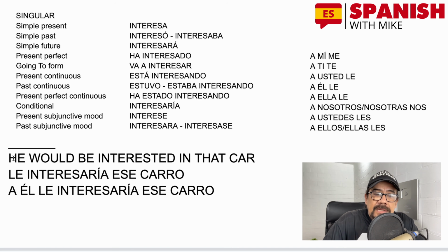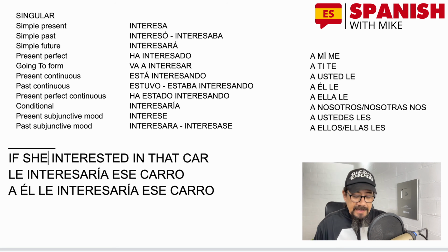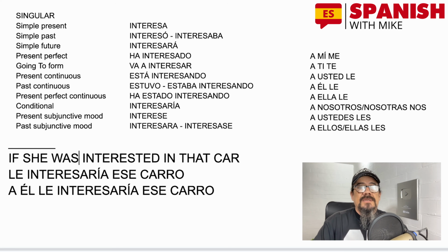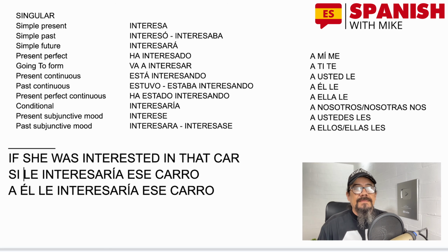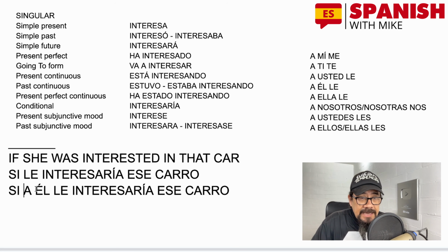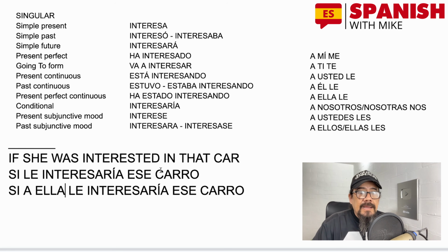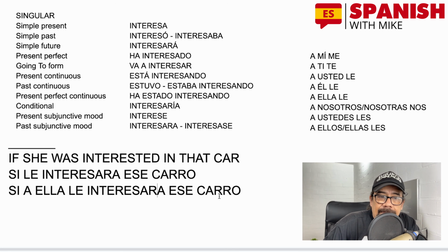And let's finish with subjunctive mood. So I can say if she was interested. If is sí. Le, same. Here would be ella. Si a ella le interesara. O interesase. And that's how we use this verb in the singular form.